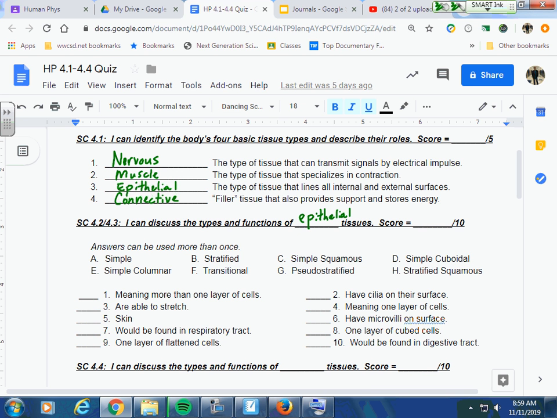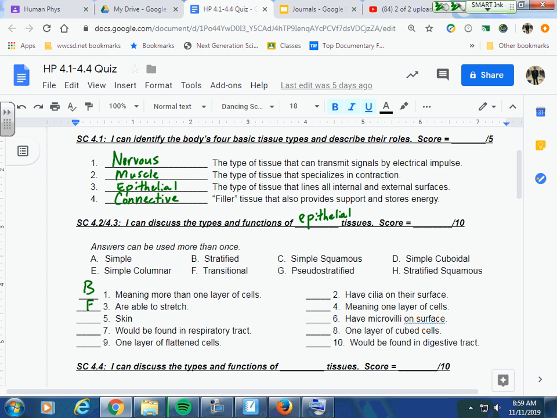Number 1, meaning more than one layer of cells, means B, stratified. The ones that are able to stretch are transitional, that's F. And I can't believe nobody got, oh, I went out of order. Okay, that was number 3. Number 5, I can't believe nobody got skin. Actually, I can, because I made a mistake and didn't put the answer for skin on there.